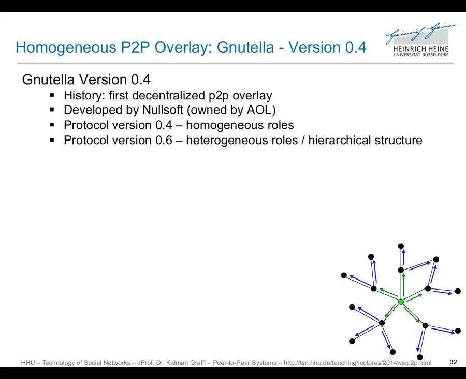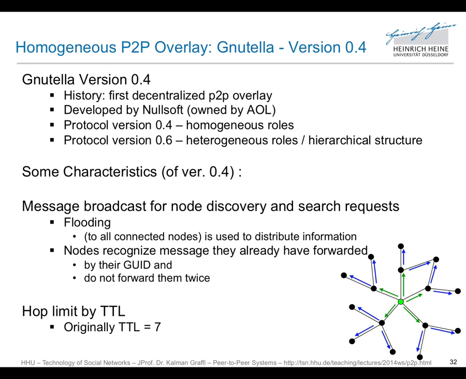The difference is that in 0.4 the nodes are all homogeneous. They have the same roles, the same tasks. There are no differences. And later on they introduced differences, and we will see why they did it. Because 0.4 has some drawbacks. Okay, what's the main idea?